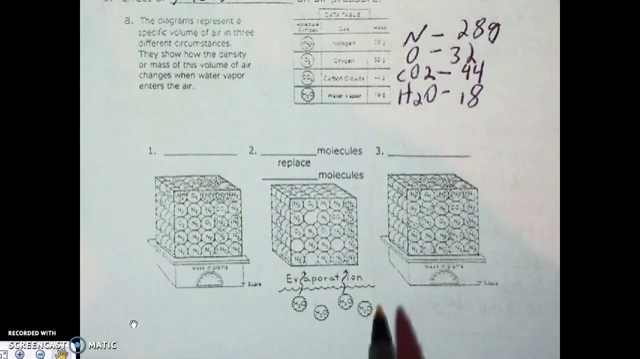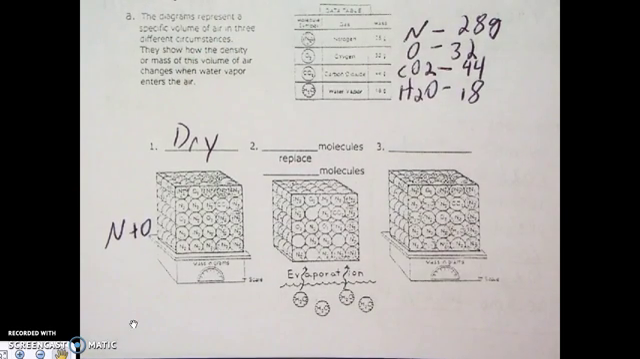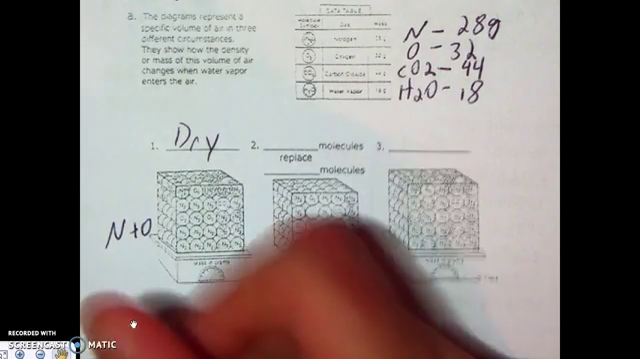So what that means is that in normal dry air, without a lot of water in it, we have it made of nitrogen and oxygen, maybe a little bit of carbon dioxide too. But it's dense.